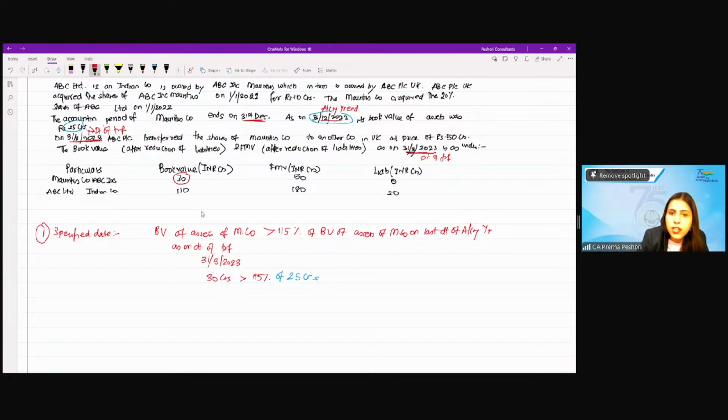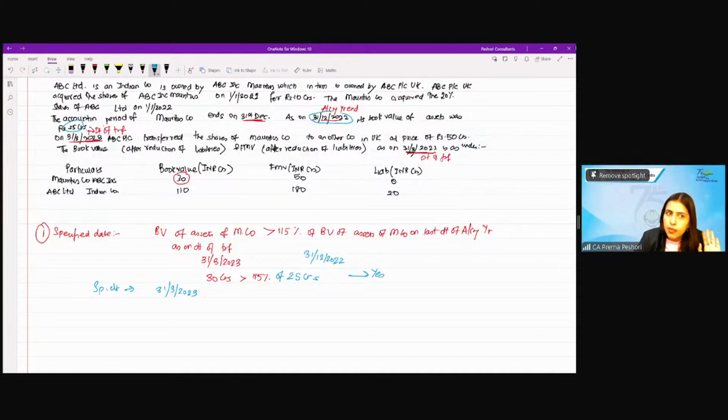Yes or no? Does it exceed or does it not exceed? Yes, it exceeds. So what is the date he will take? So my specified date will be, what is my specified date? Date of transfer. Yes, Ankit. So this will be 31st March 2023.